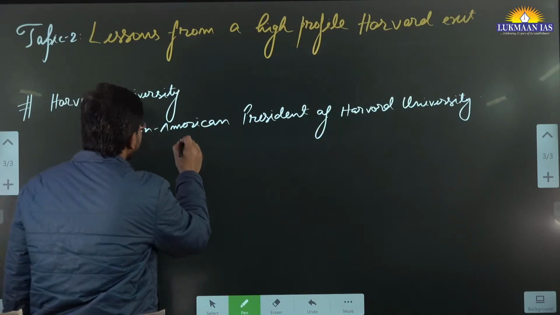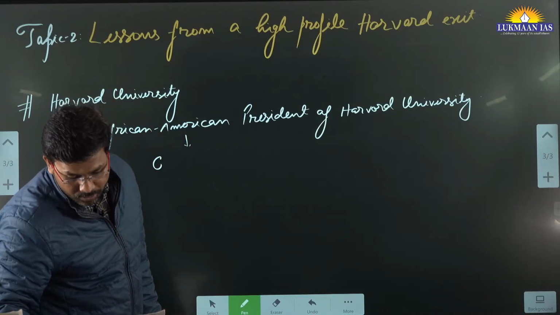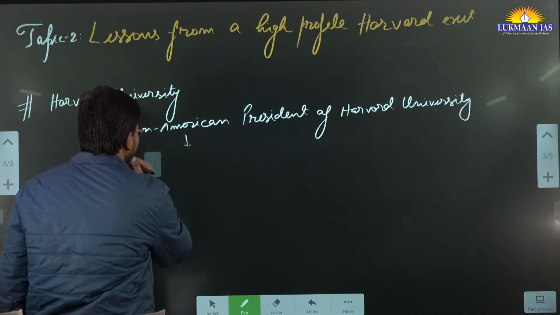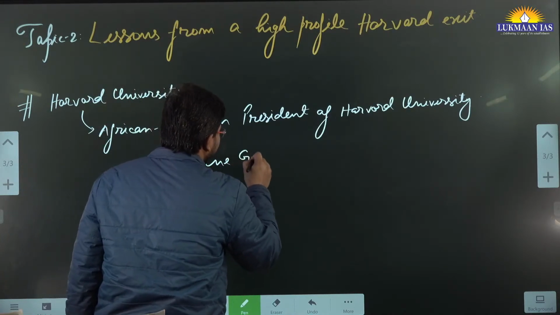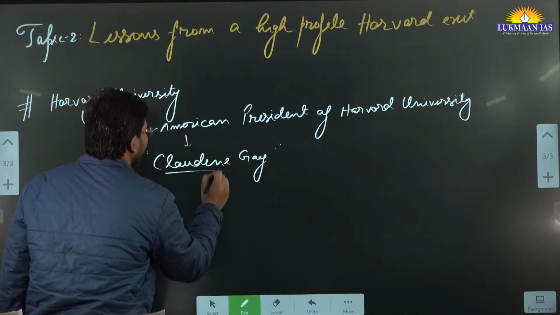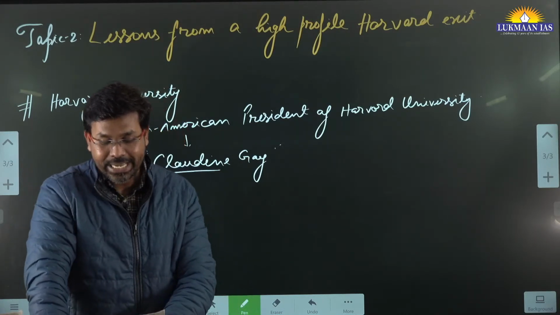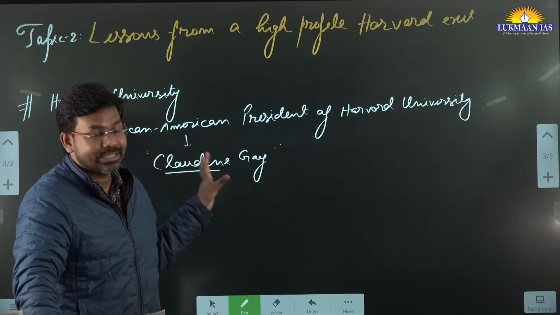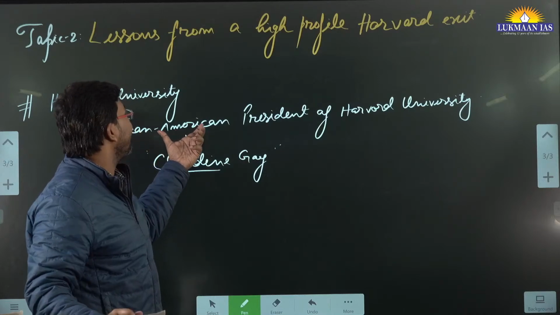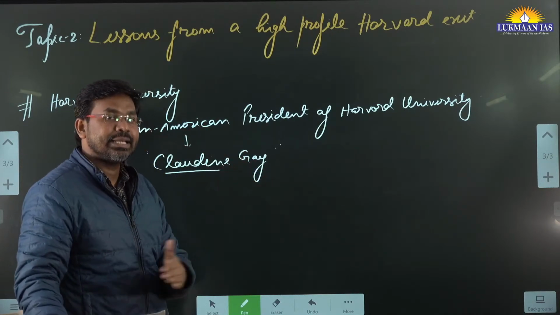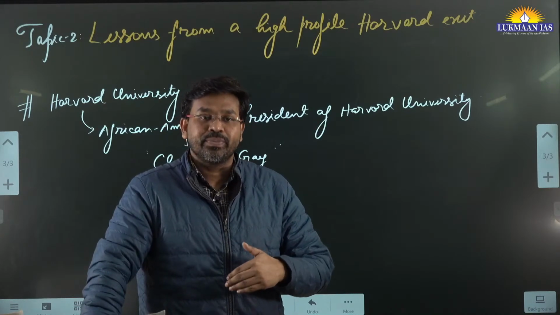Recently what has happened? Her name is Claudine Gay. This is the name of the lady. She has recently resigned from Harvard University. Why has she resigned? Her resignation is related to a lot of things. Basically, since she is an African American person, and the United States of America has a native population and they are whites.